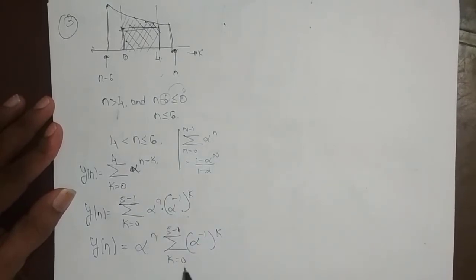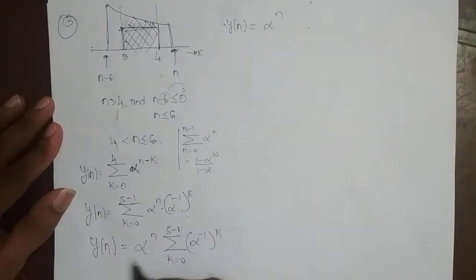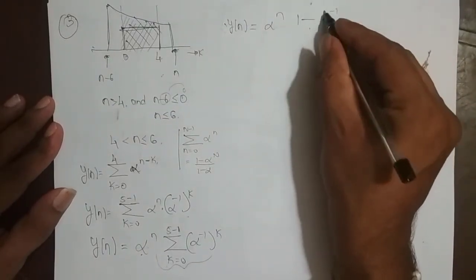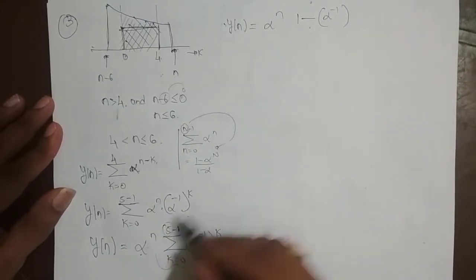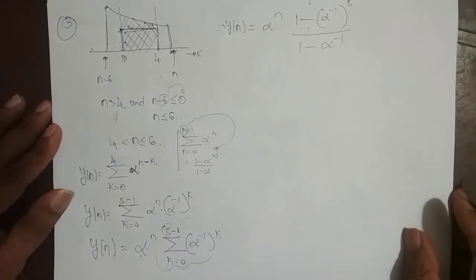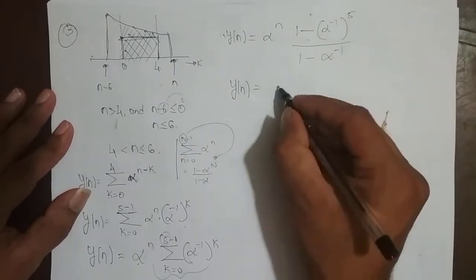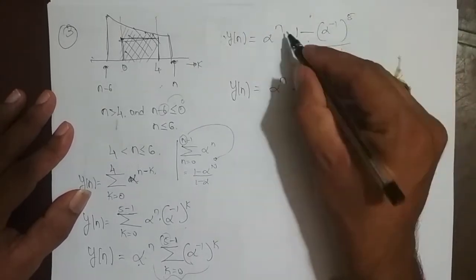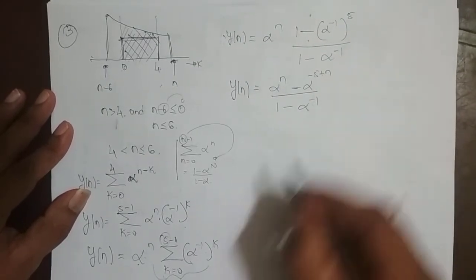So now I'll substitute this form here. So y of n is equal to what? Alpha power n, this term, and right hand side of this, which is 1 minus alpha, where alpha is alpha power minus 1, whole power, what should I write? 5, right? Because this capital N comes here, so this 5 has to come here. So 5 whole divided by 1 minus alpha power minus 1. Okay, so y of n is equal to alpha power n times 1 is alpha power n, minus alpha power minus 5 times n is alpha power minus 5 plus n, whole divided by 1 minus alpha power minus 1.